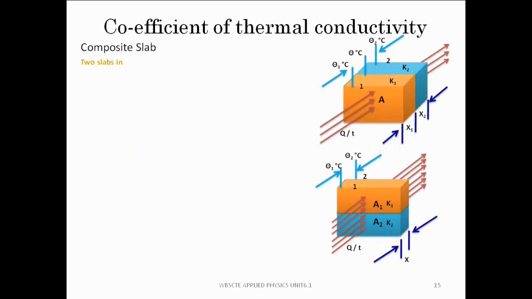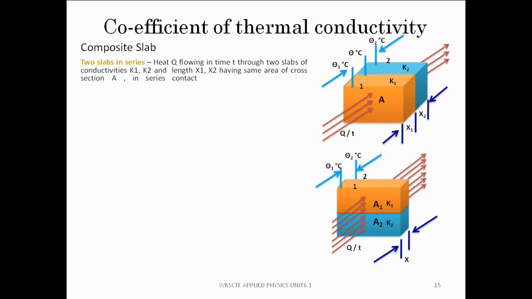Composite slab. Two slabs in series. Heat Q flowing in time t through two slabs of conductivities K1 and K2 and lengths x1 and x2, having the same area of cross section A, in series contact with each other, maintains temperatures theta 1 and theta 2 degrees Celsius respectively, where theta 1 is greater than theta 2, at faces 1 and 2 at equilibrium.